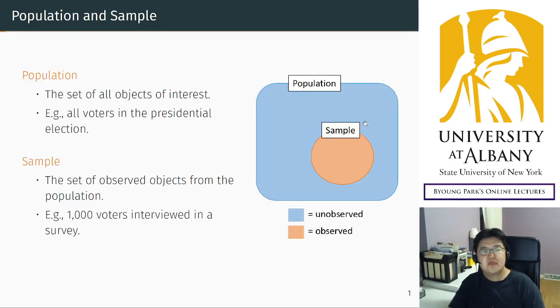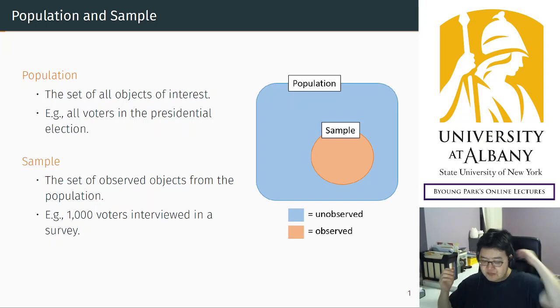So let me start from the very fundamental concepts in statistics: the population and the sample. The population is the set of all objects of interest. For example, all voters in the presidential election. And the sample, on the other hand, is the set of observed objects from the population. For example, voters who responded to a survey.